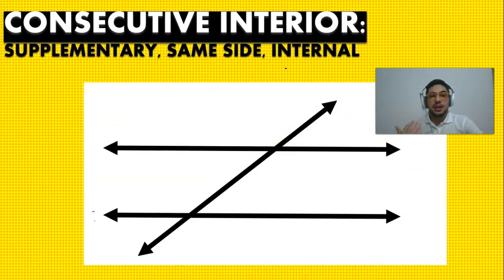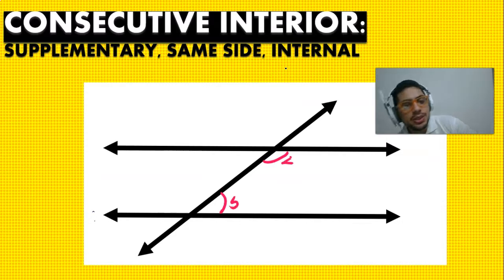Now we have consecutive interior angles, which in this case are not congruent, they are supplementary. Remember that supplementary means that when they are added, the sum is going to give us 180 degrees. And they are on the same side and they are internal. So as you can see, angles 4 and 5 are on the same side, they are both internal, and they're going to be supplementary.